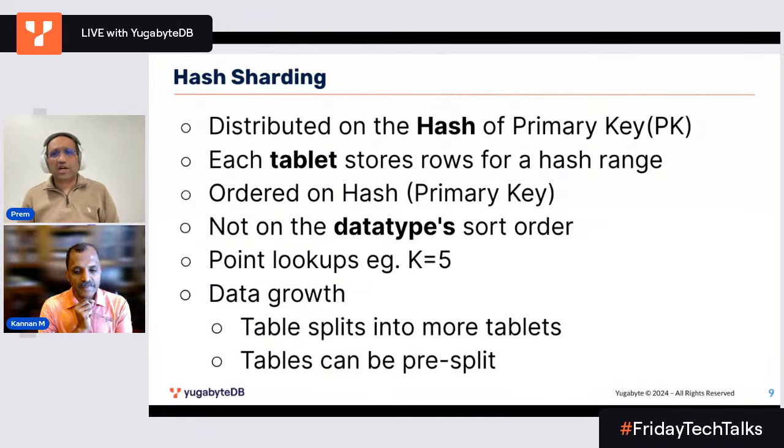First here is hash sharding. The data here is distributed based on the hash of the primary key. The table data is split into tablets, and each tablet owns a hash range and stores the keys that fall into that range. The rows are ordered on the hash of the primary key and not on the data type sort order. This is great for point lookups and gives a good distribution. With growth in data, the table automatically splits into more tablets as needed. And tables can also be pre-split during creation.